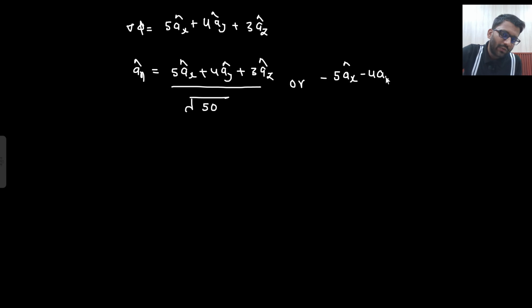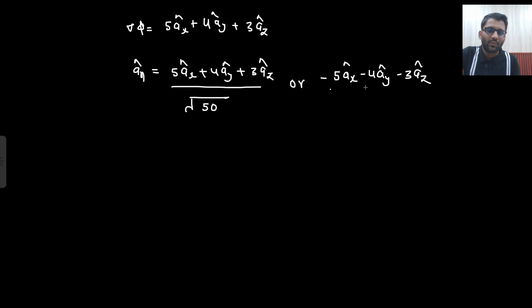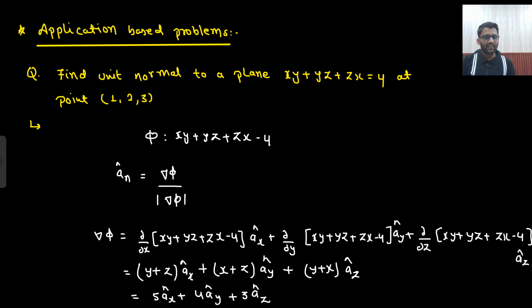Because you are asked to find the unit normal, not in the increasing direction or decreasing direction, nothing like that. You are just asked to find the unit normal. So for that you also need to consider the opposite direction. If these kinds of questions are asked in MSQ, then you will click on both of the options. Very straightforward problem. Just differentiate it, write down the value and then take the unit normal. Well and good. Let's move to the next one.